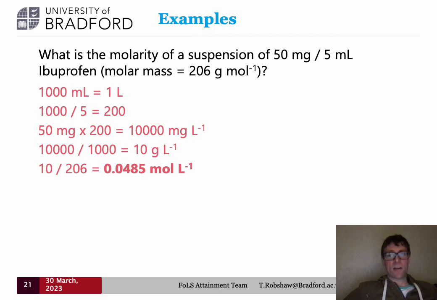of suspension. Now that's a big number to deal with, so although we don't have to, we can now simplify by dividing that by 1,000 to express the concentration in grams per litre. So that makes it 10 grams per litre. That's the mass concentration. And now we've got the concentration in units of grams per litre, we can easily convert that to a molarity as before. So it's just 10 divided by 206, and the molarity comes out at 0.0485 moles per litre.